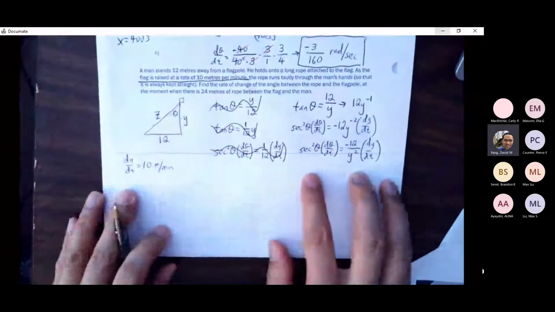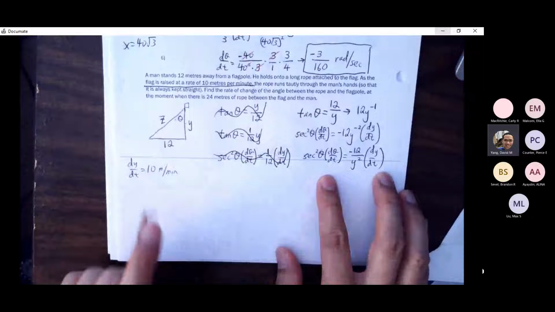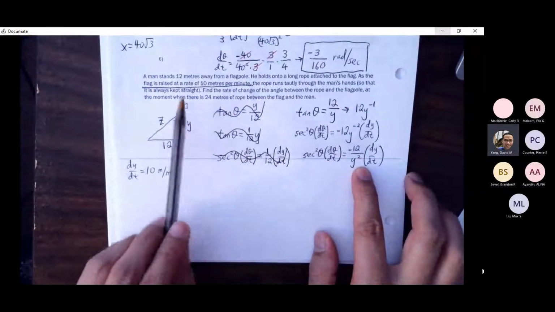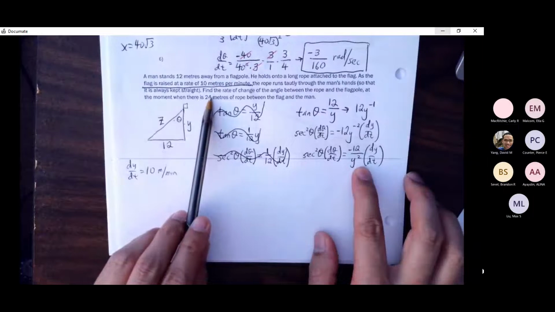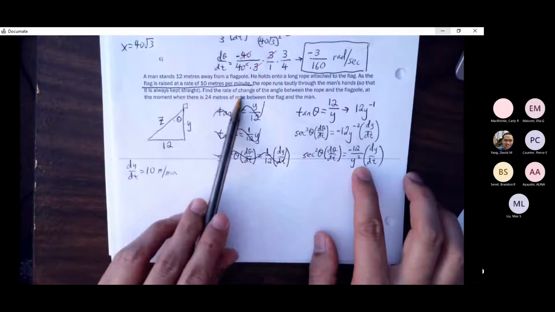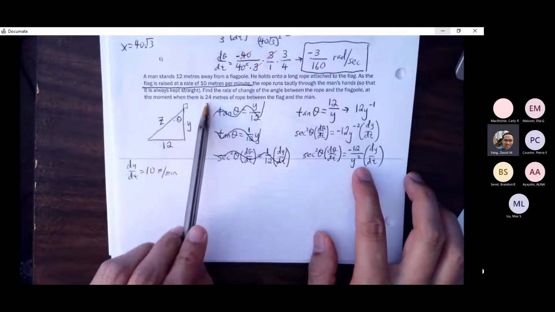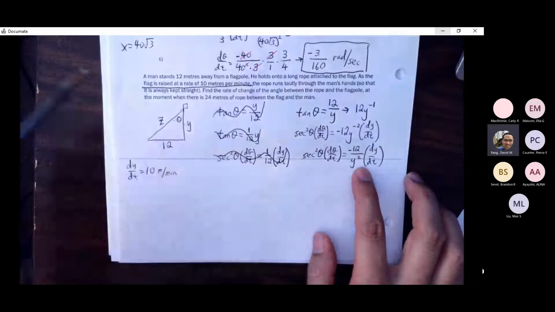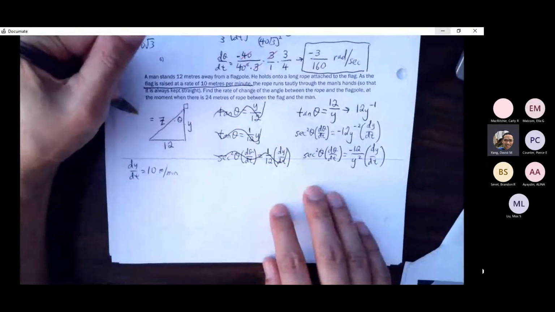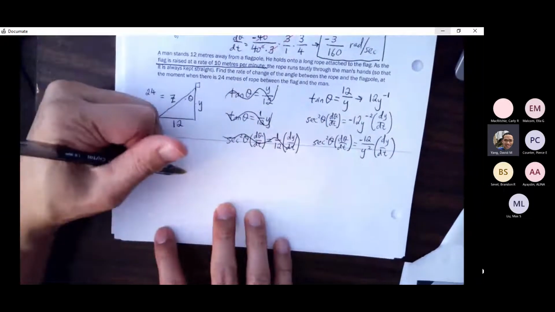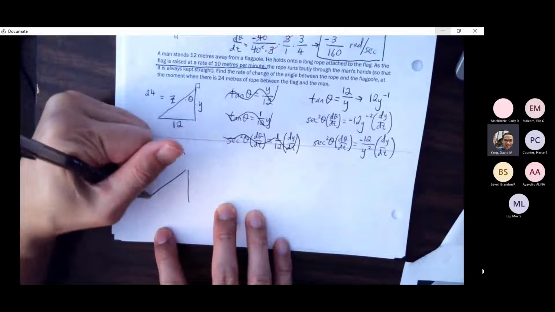Okay, sorry about that. Let's go back to gathering information here. So y, at this moment in time, we don't know, but we can figure that out because we can go to our second triangle. 24 meters of rope between the flag and the man. So this is at this moment in time when the rope is 24 feet long. So here's my second triangle.